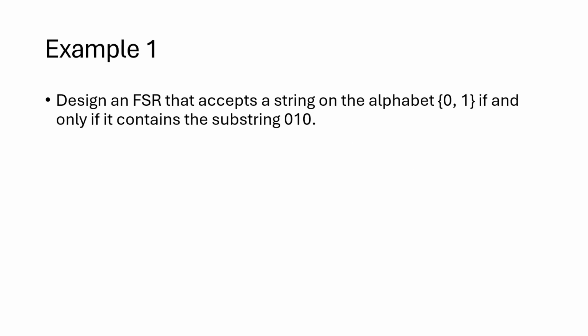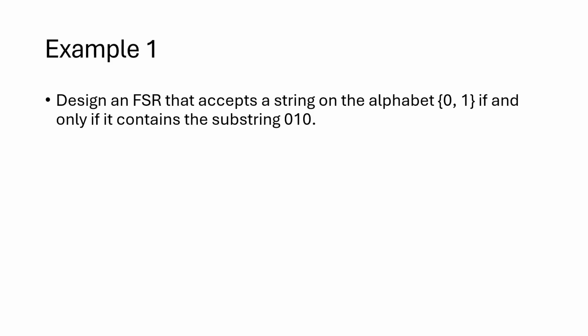Now, here's our first example. The alphabet in this example is 0 and 1, so it's binary. And the machine that we want to design is supposed to accept any binary string that somewhere in that string we see the substring 0, 1, 0. And that could be in the beginning, in the middle, or at the end of the string. But as long as the pattern 0, 1, 0 occurs somewhere in that string, it should be accepted. And if 0, 1, 0 doesn't occur anywhere in the input stream, then it should be rejected by the machine.